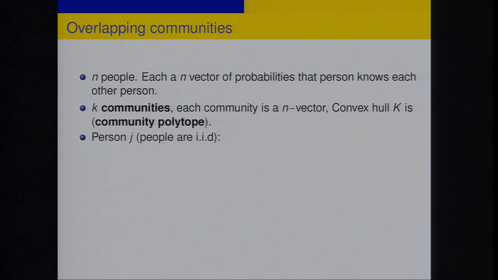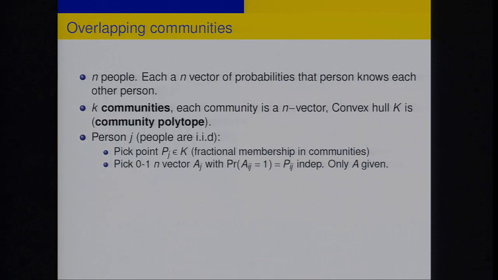Person J, people are IID, they are generated as follows. You pick a point in the polytope. Another way to think about this is, you pick the person to be fractionally belonging to each of the communities. The fractions should add up to 1. So people are not purely in one community, but they can be in different communities. And then you pick a 0, 1 vector, and the 0, 1 vector says whether you met the person or know the person or not. It's 1 with probability Pij. So you randomly meet or not meet with these probabilities. Only the 0, 1 vector is given, right? The probabilities are not given, of course.